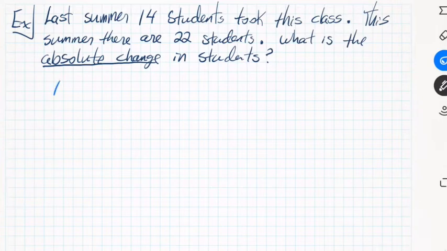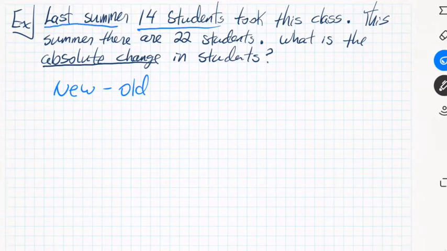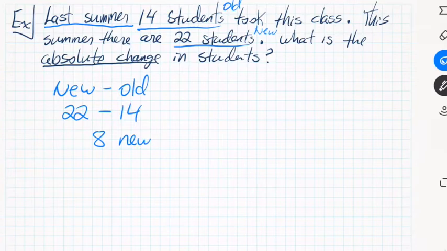So absolute change is literally just new minus old. So all we have to find is what is the new value, what is the old value. When we look at this, 14 students was last summer, so this one must be the old number. And this summer, there are 22 students, so that one must be the new number. So we're going to get 22 minus 14. And it makes sense, because that's what, 6, 8? We have 8 new students, or 8 more students than we did last semester. And that would be a positive relative change when we get to it.